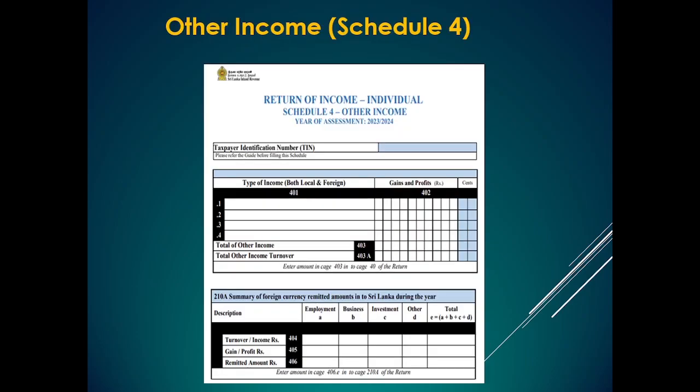Schedule 4 is the other income schedule. Any other income that is not categorized under the main three sources of income comes under other income.